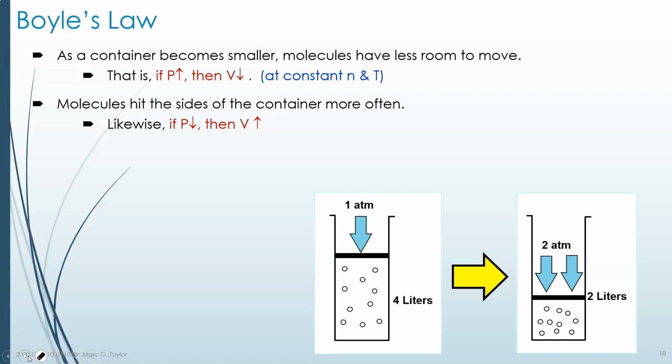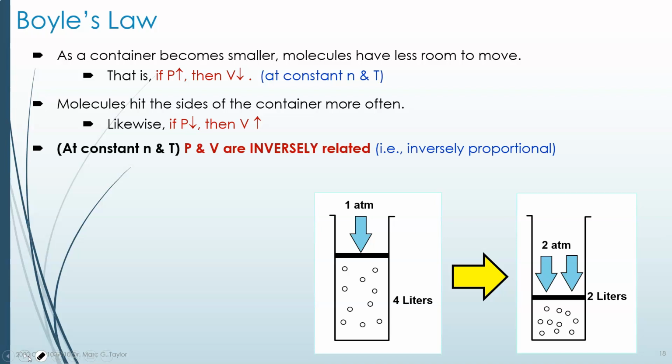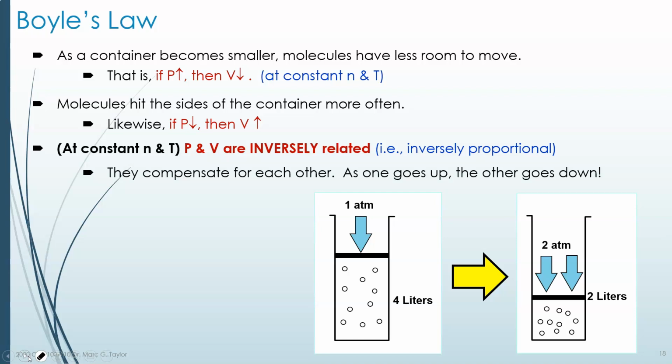So all you have to remember is that if one of these two goes up, the other goes down, as long as you're keeping the number of particles constant and the temperature constant. So P and V are what we call inversely related or inversely proportional. One goes up, the other goes down, and they go up or down by the same amount. If in this case the pressure is going up twofold, well, the volume is going down twofold. They compensate for each other.